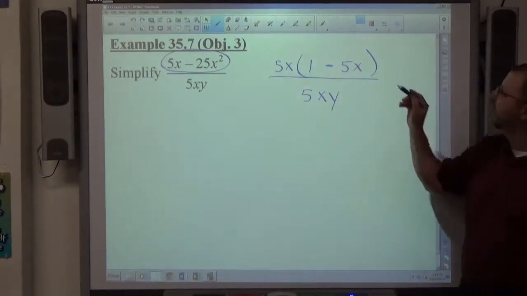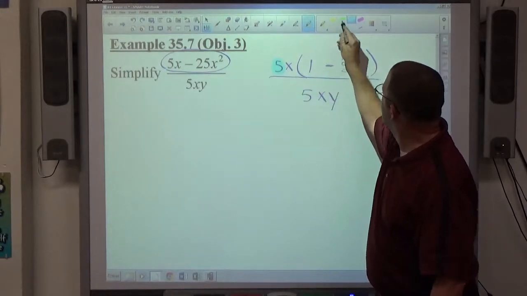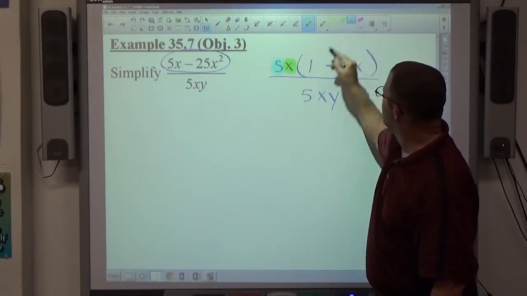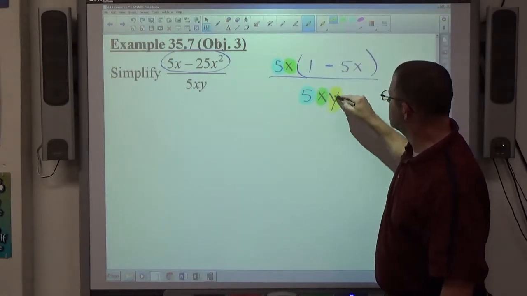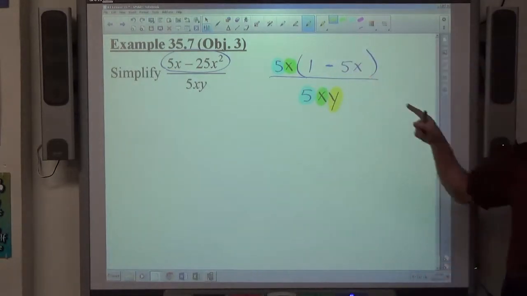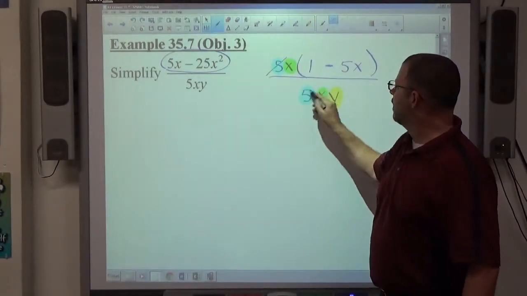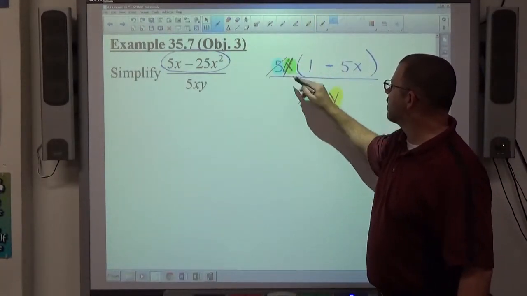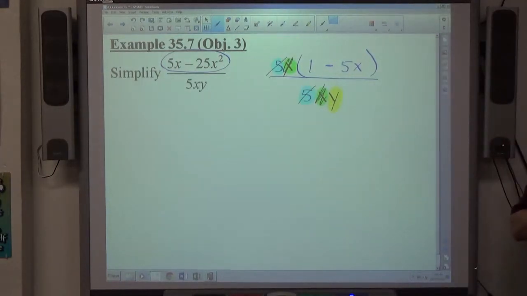And again, just to clarify, just make sure that it all makes sense. This 5 and this x are factors. This 5 and this x and this y are factors. So even though they don't match exactly, the 5 is allowed to cancel the 5. The x is allowed to cancel the x. And the y is not going to be canceled by anything because there are no other y's.